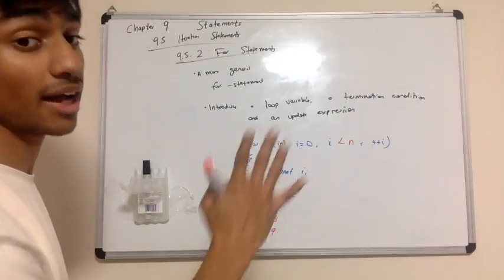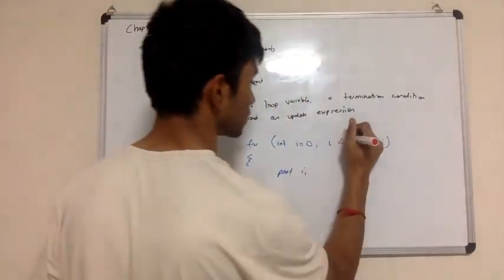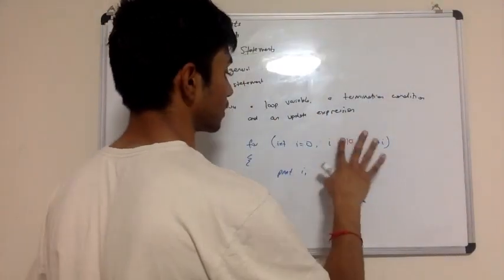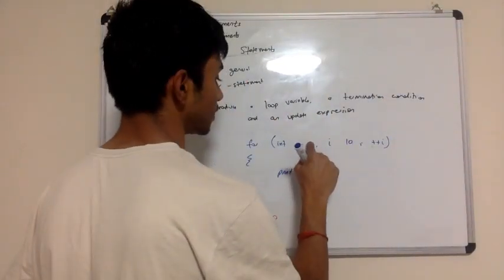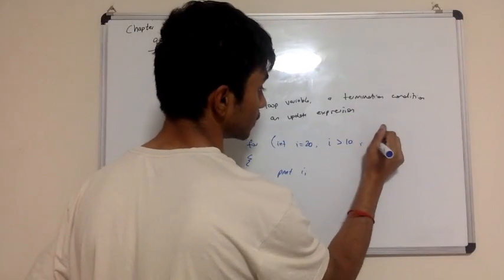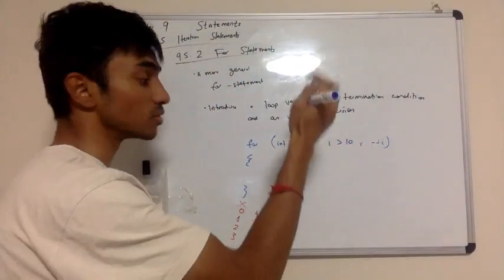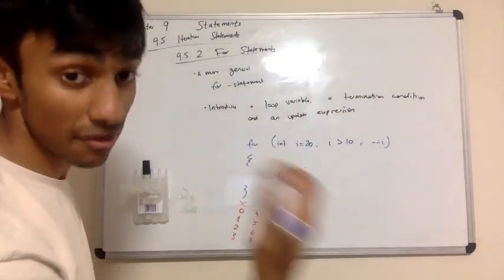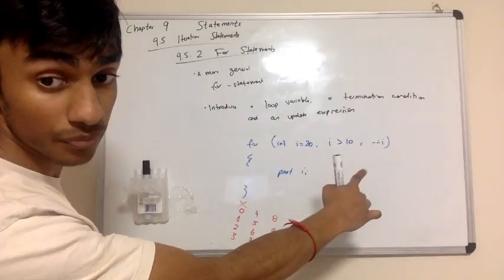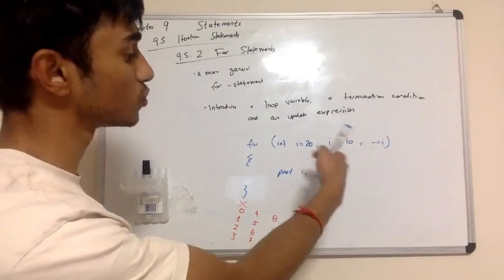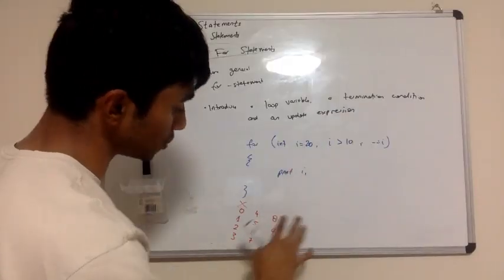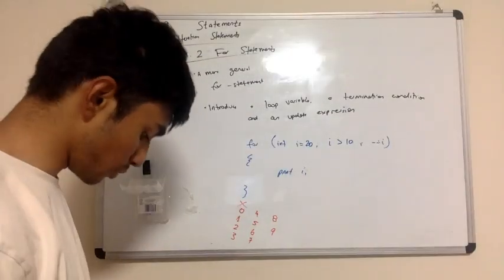Sometimes you might want to start at a higher value and bring it down. So if I bring this back to 10, maybe i starts at 20, and then i should stay greater than 10, and then i minus minus. So you're bringing i down to 10 instead of bringing it up to 10. So 20, 19, 18, 17, down to 11, it will all print, and then it gets to 10, but that's false now, because 10 is not greater than 10. So that's false. We don't bother with the loop. We don't bother with the update, sorry, and so we jump out of the for loop. So that's how that works.